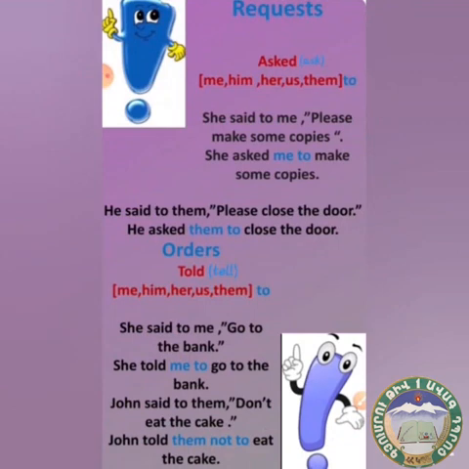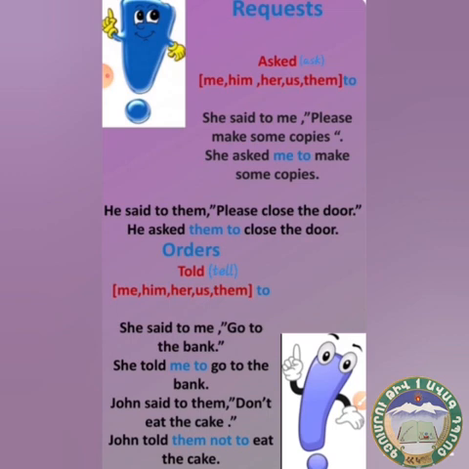In a request, we use the following structure: asked or ask, then we put me, him, her, us, them, then to, or the base form of the verb. She said to me, please make some copies. She asked me to make some copies. He said to them, please close the door. He asked them to close the door.